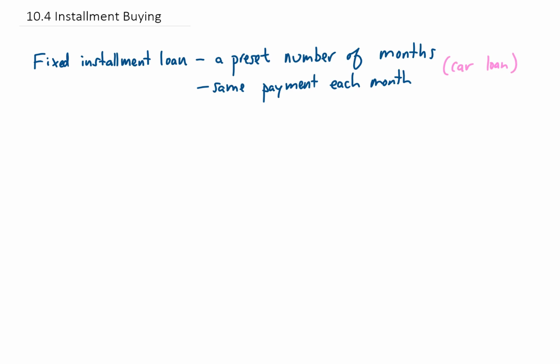The next type of installment loan is called an open-end installment loan. These are like credit card loans where you make a different payment every month, and there's no preset number of months for which this loan needs to be paid back.